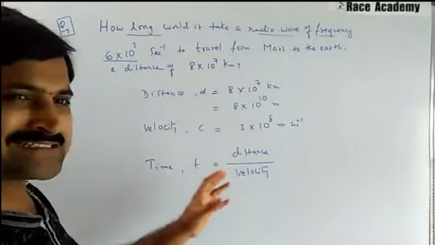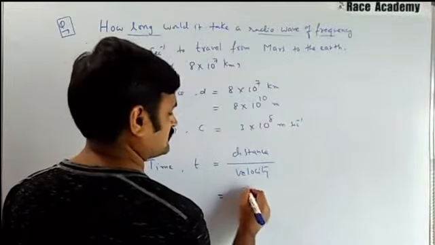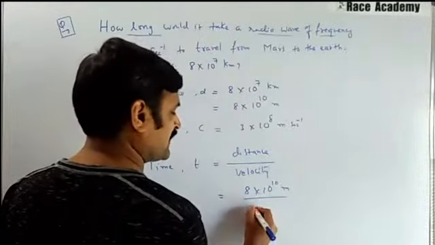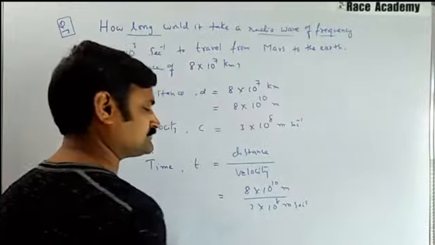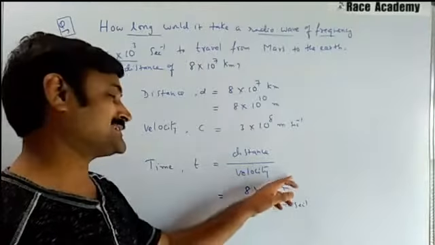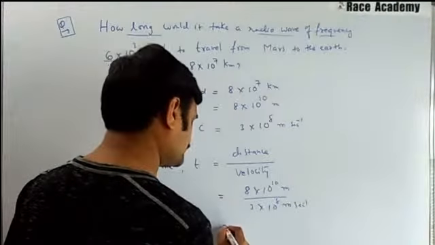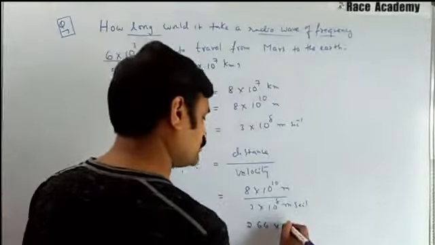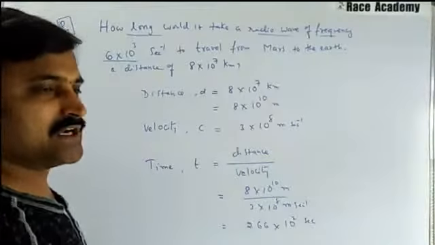So what is the distance given in the question? That is what I am substituting here. That is 8 into 10 to the power of 10 meters divided by velocity, that is 3 into 10 to the power of 8 meter per second. So 10 power 10 minus 8 is 10 square. 8 by 3 value is 2.66. So 2.66 into 10 square seconds is the time.